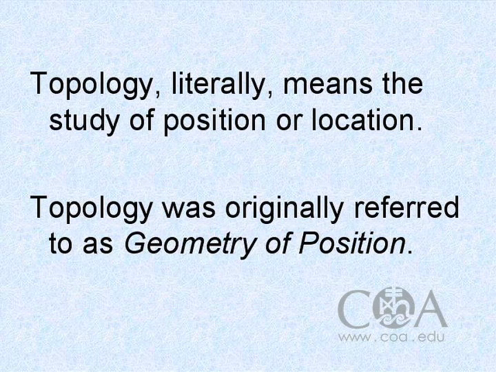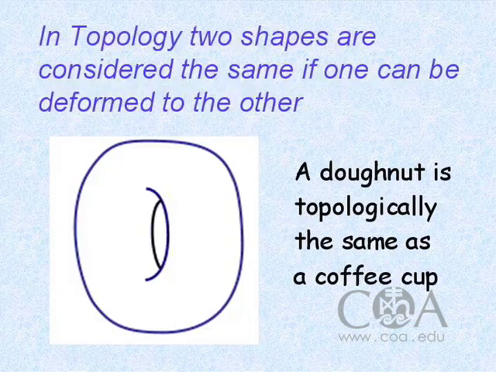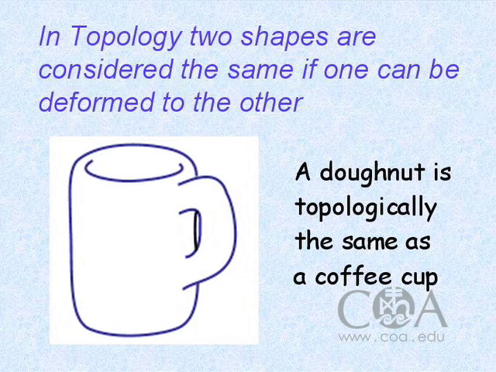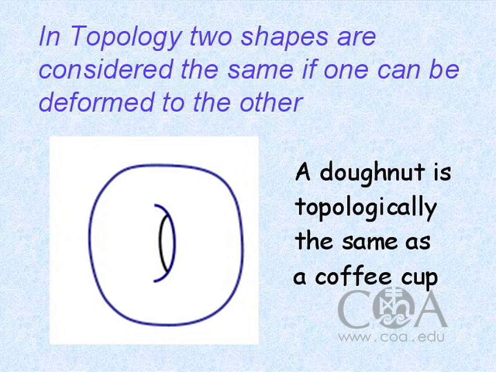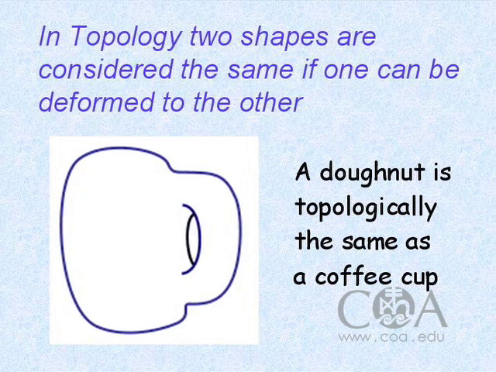In topology, measures such as distance and angle are not important, but shapes, relative positions, and arrangements are. Topology literally means the study of position or location, and it was originally referred to as geometry of position. In topology, two shapes are considered the same if one can be deformed to the other. So there we see a deformation from a donut to a coffee cup. A donut is topologically the same as a coffee cup.